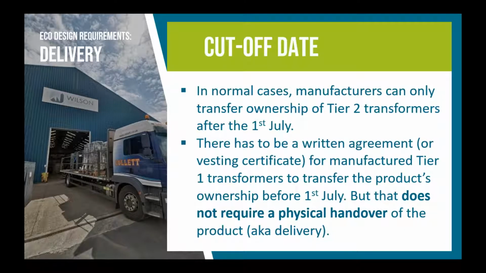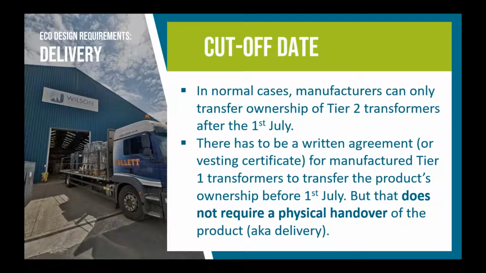The EU Commission assumes that manufacturers are aware of the date of Tier 2 and when it should come into effect, and we should make all plans to actually meet that date. Transfer of ownership of the transformers, we can do that. We said that we can do that anytime before the 1st of July. If it's before the 1st of July, it has to be a Tier 1.